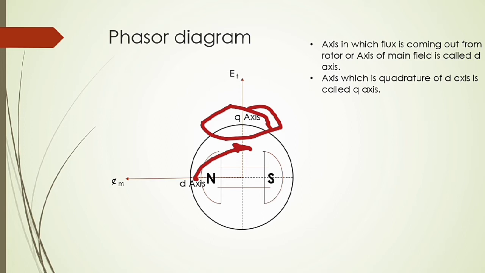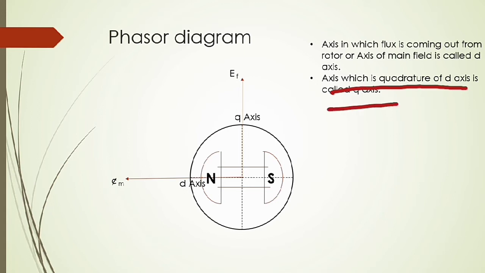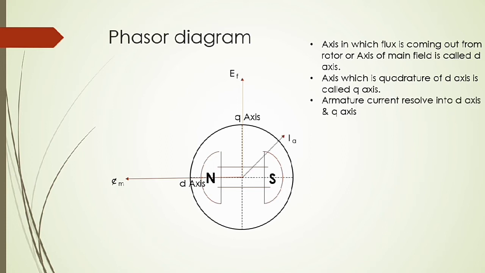Okay, so here the axis which is in quadrature with the d axis is called the q axis, and EMF is always induced in the q axis. Okay, and the MMF flux, or you can say the main field flux, is always in the direction of the d axis.